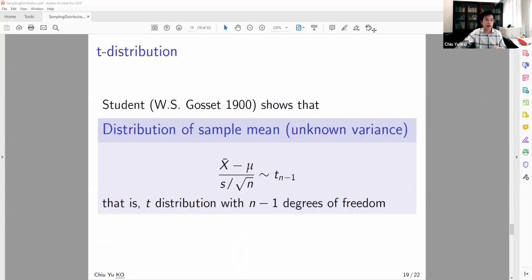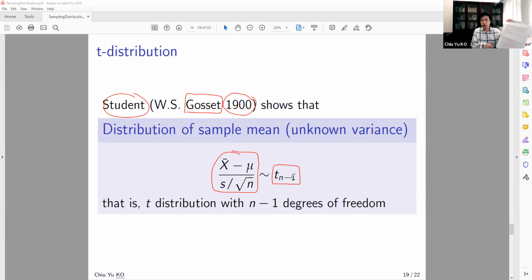This was a very important discovery 120 years ago. It turned out that a statistician, a student, not you, showed that this indeed follows the T distribution with degrees of freedom n minus 1. You have n data, then it's n minus 1. So that is something we need to remember. We don't try to prove it, but we give you some idea how we prove it.